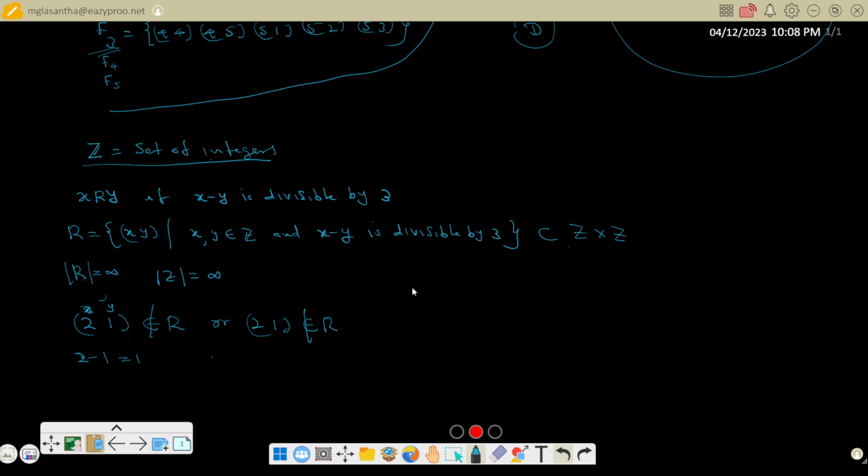But if you take (1, 4), does it belong to R or not? 1 minus 4 equals minus 3. Minus 3 is divisible by 3. Therefore (1, 4) belongs to R. This is correct. Now (5, 8) belongs to R or not? Yes. 5 minus 8 is minus 3. Minus 3 is divisible by 3, therefore (5, 8) belongs to R.